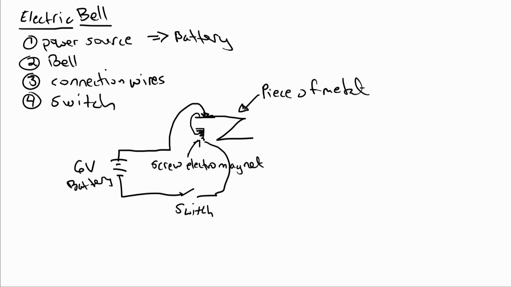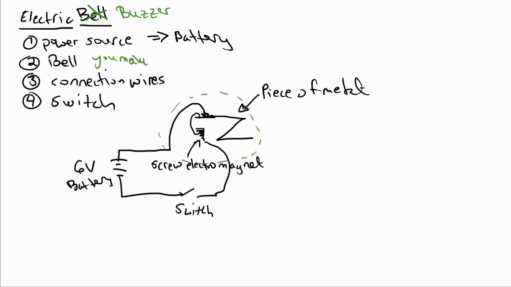One of the projects that you can do for the merit badge is to make an electric buzzer or bell. The things that you'll need are a power source, again a battery, a buzzer that you make, some connecting wires, and a switch. Here's the power source, the battery. Then this area here is the buzzer, and this is the switch.